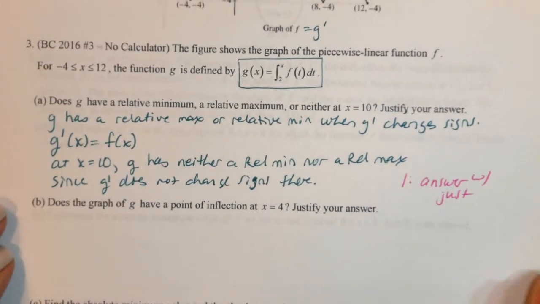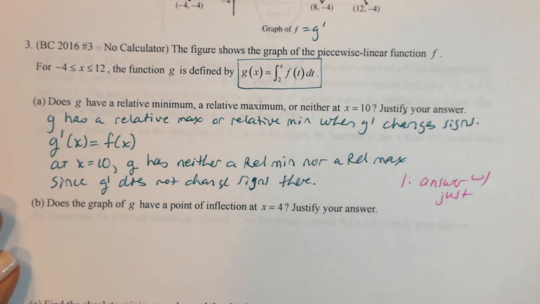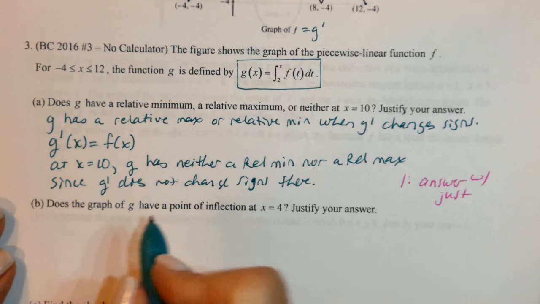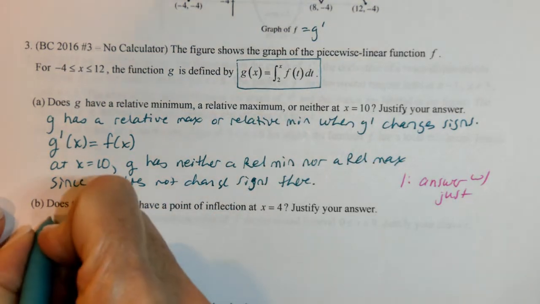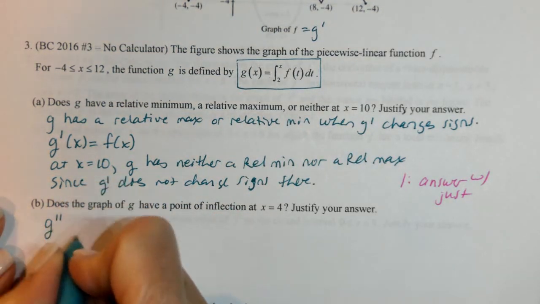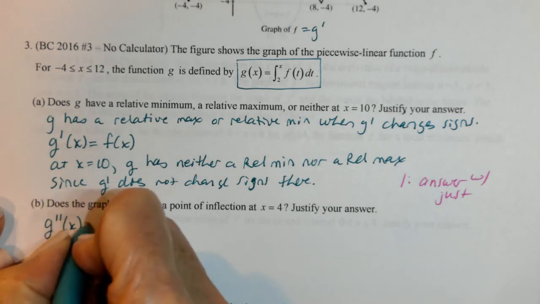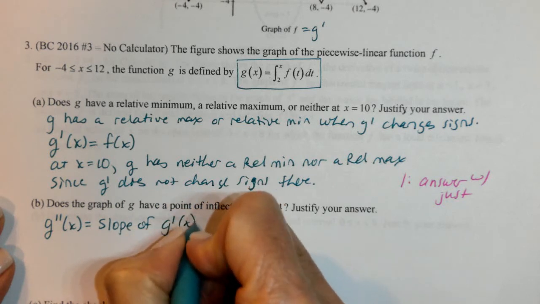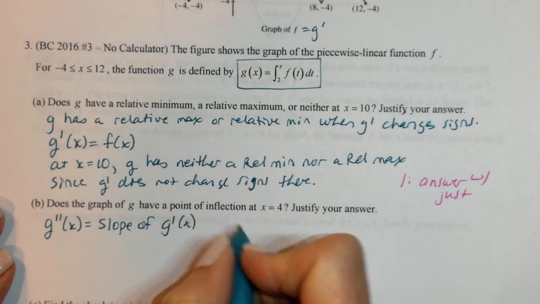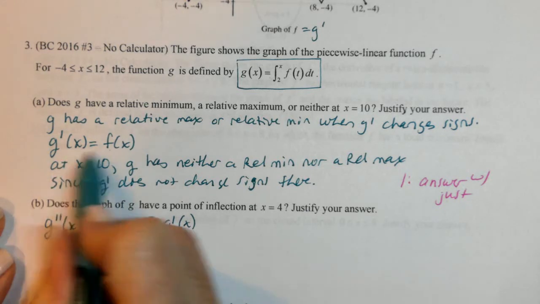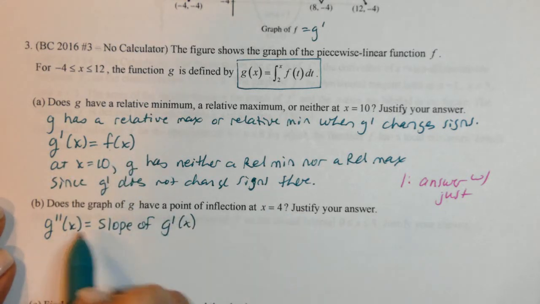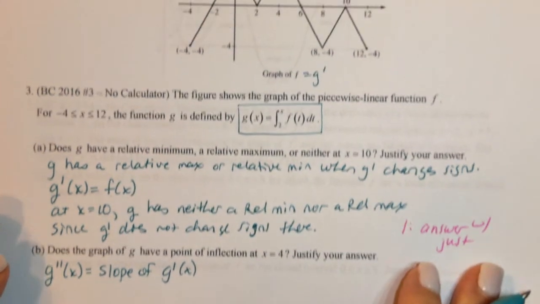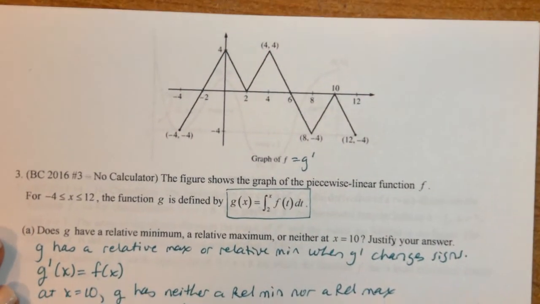Part B, does the graph of g have a point of inflection at x equals 4? Well, point of inflection is when g double prime changes signs. So I need to say what g double prime is. g double prime is the slope of g prime, which is also f of x, because up here we said g prime is f of x. So g double prime is the slope. So we want to look at x equals 4 and ask ourselves, is there a change of sign in the slope?